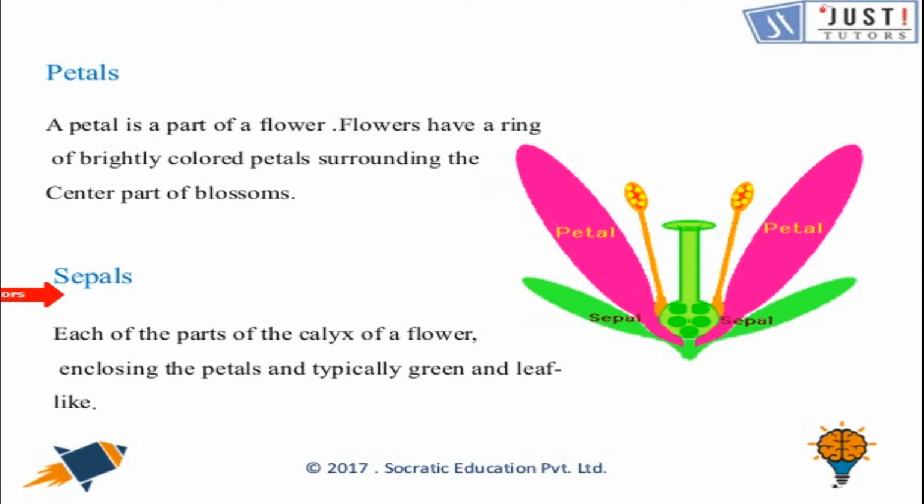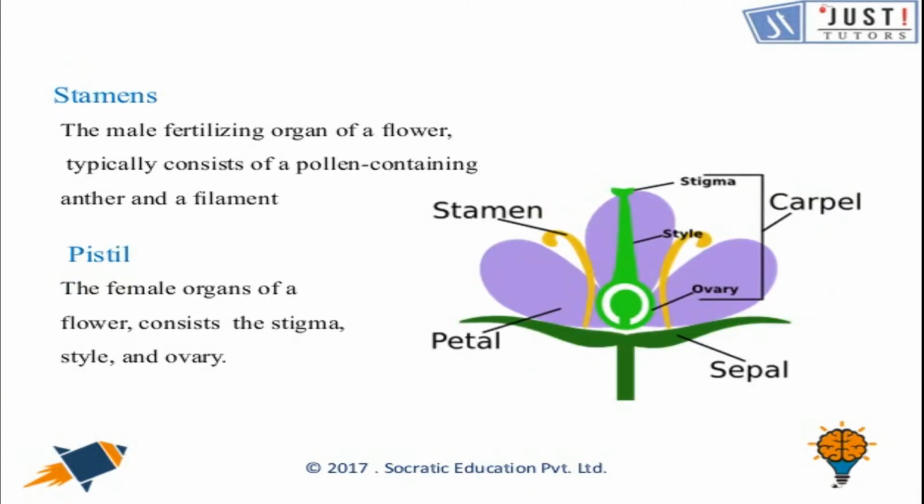Now let's talk about sepals. Each of the parts of the calyx of a flower enclosing the petals, they are typically green and leaf-like. So that is sepal here. Now moving forward, we are talking about the flower here. Stamens. So this one is the petal. This is sepal, the green part here. This is sepal. This is petal.